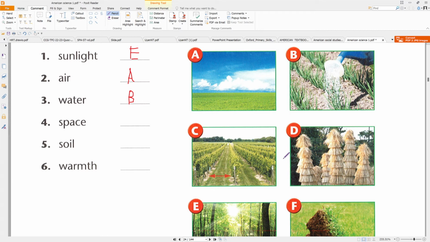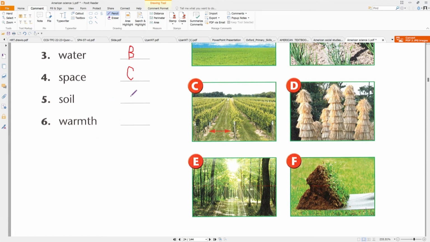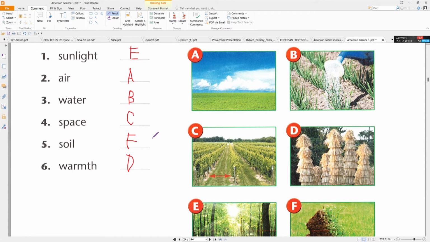Space. Where is the space? Did you just say C? Yes, that's right. It's C. The soil. The soil is F, E, or O. Well, I don't know it yet. Oh, yes, it's F. And what about worm? So the last word is letter D. So who has the right answer? Congratulations to you all who have the right answers to my questions.